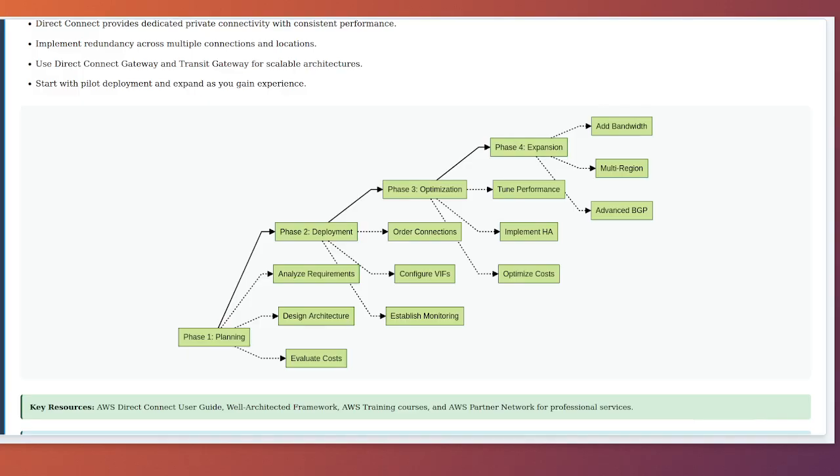Consider working with AWS partners who specialize in networking if you need assistance with design or implementation. AWS Partner Network includes numerous consulting partners and technology partners who provide Direct Connect services, managed services, and integration expertise. For complex deployments, professional services can accelerate implementation and help avoid common pitfalls.